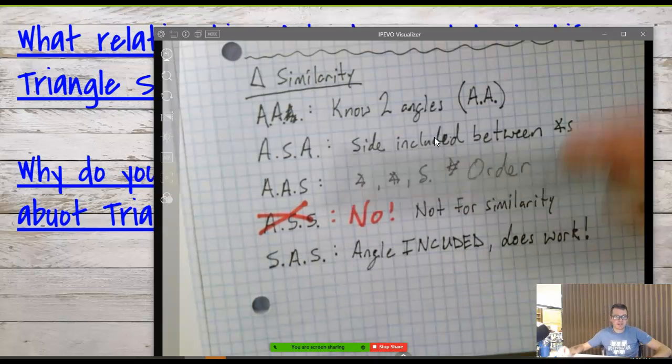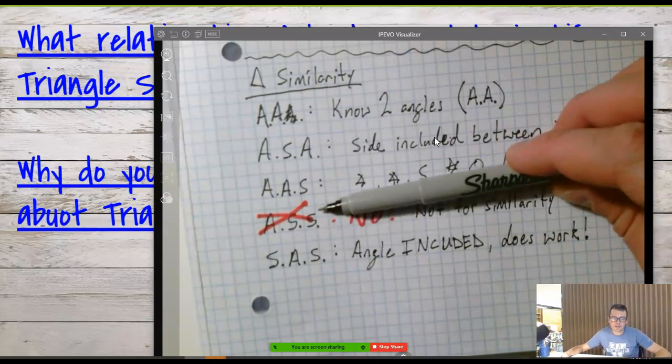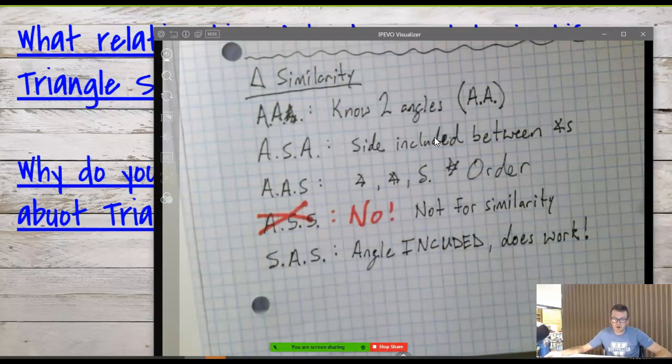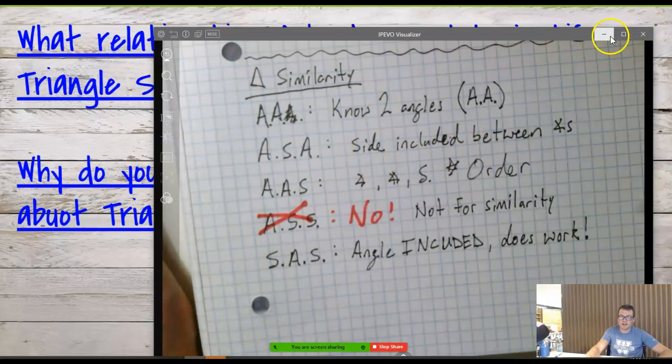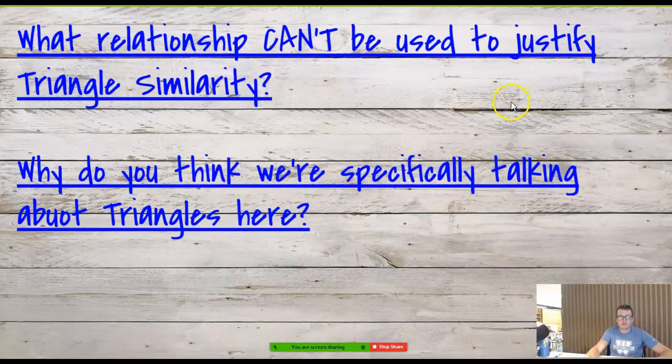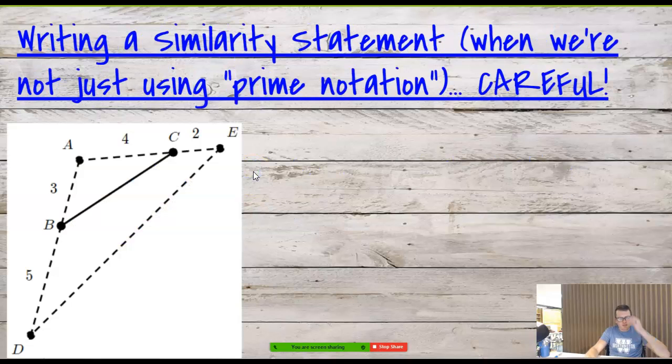So this is one of the biggest things I wanted to tell you today: angle, side, side does not work. You'll see some examples where you can relate the triangles through angle, side, side, and it does not work. I have a typo here. So check out this one. Take a moment.